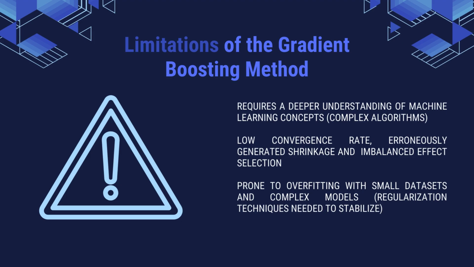However, it is worth noting that handling more complex data also requires a more complex algorithm. Unlike decision trees and linear regression models, gradient boosting requires a deeper understanding of machine learning concepts as well as its limitations. Imbalances with datasets can also cause even more complexity due to additions of even more algorithms. Problems like having low convergence rates, erroneously generated shrinkage, and the said imbalanced effect selection are also some of the shortcomings of gradient boosting. In addition, there are unequal settings and skewed random impact estimates.